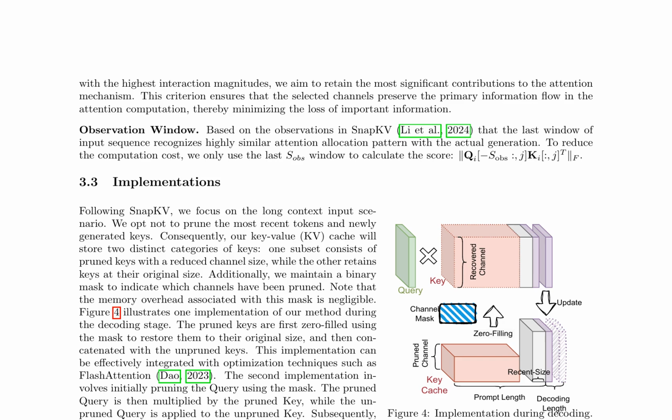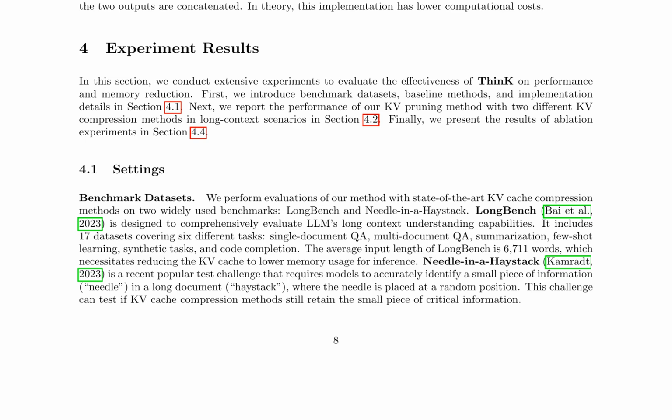The authors also discuss the implementation of their method during decoding, focusing on long context input scenarios. They propose two implementations. One involves zero-filling pruned keys using a mask to restore them to their original size, and the other involves initially pruning the query using the mask. The second implementation has lower computational costs.